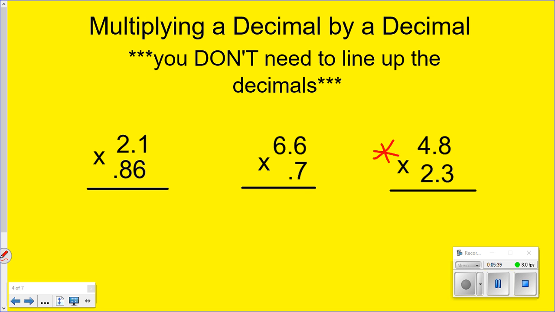Keeping things lined up is super important. If we don't keep things lined up, things aren't going to be added together correctly. So it's important to keep your digits lined up.